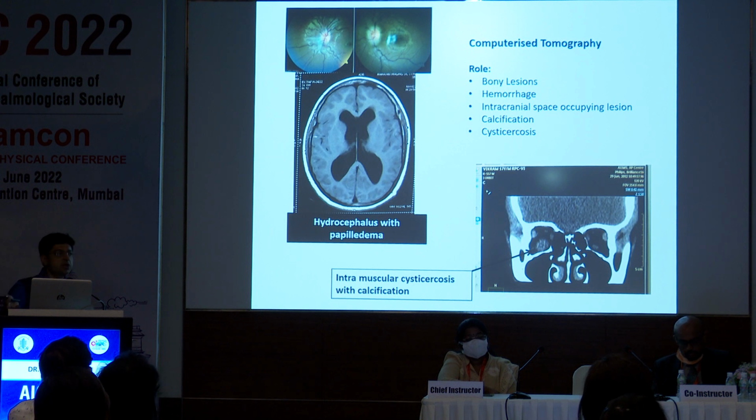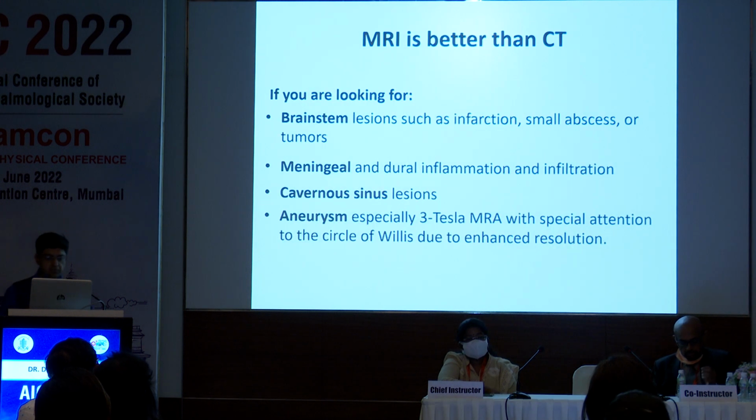A quick, low-cost evaluation to rule out a gross space-occupying lesion, calcification, cysticercosis. Cysticercosis you can also get on the ultrasound of the orbit, but of course, intracranial cysticercosis needs imaging.